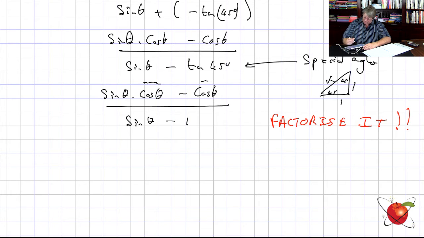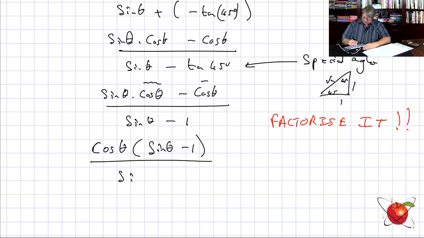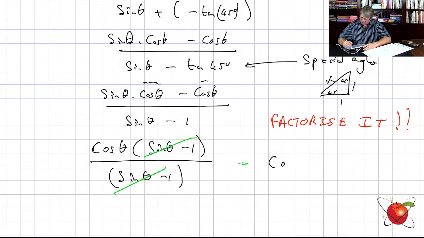Yeah, look, there's a cos and a cos. So I can take out cos theta, leaving me with sine theta minus 1 all over sine theta minus 1. Let's put a bracket there. Take out the proverbial green pen, cross it out, and it leaves us with, ta-da, drum roll please, cos of theta.